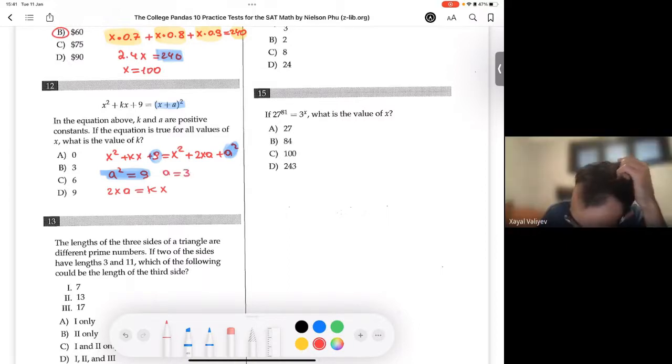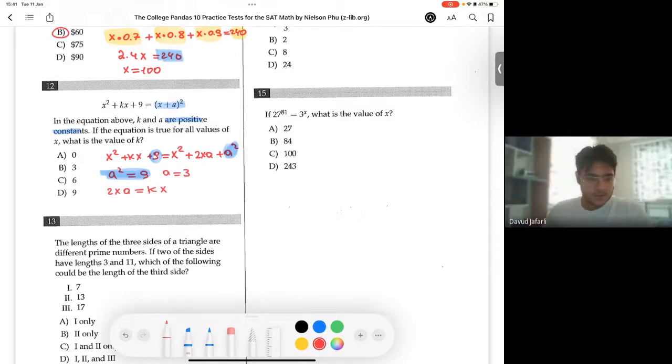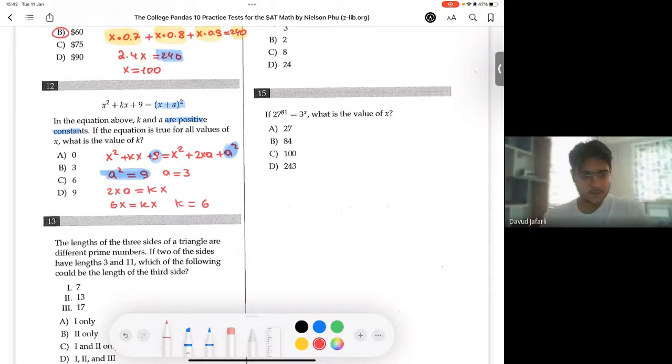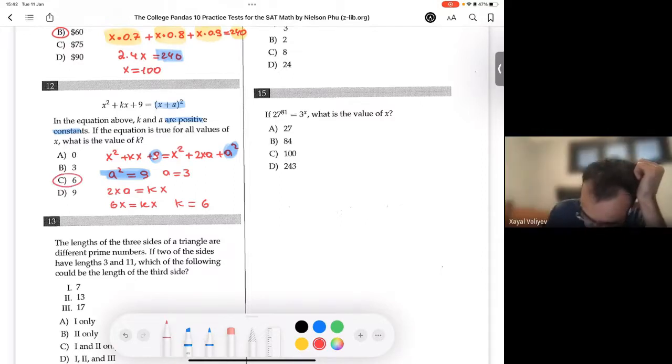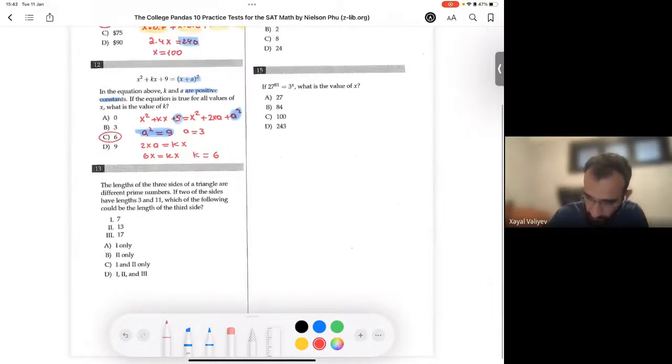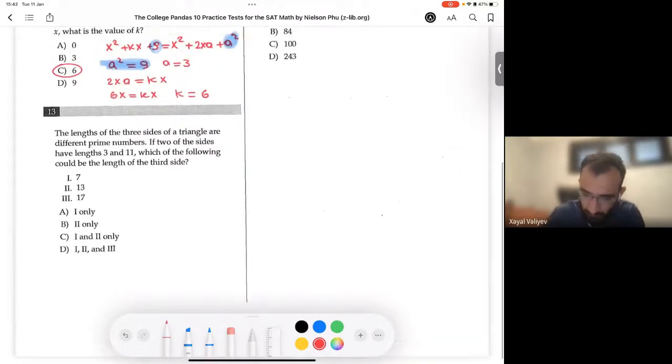A is going to be 3 because it's talking about a positive constant. Then 6x equals kx. That means k will be 6. So that's the answer. This was easy, right?